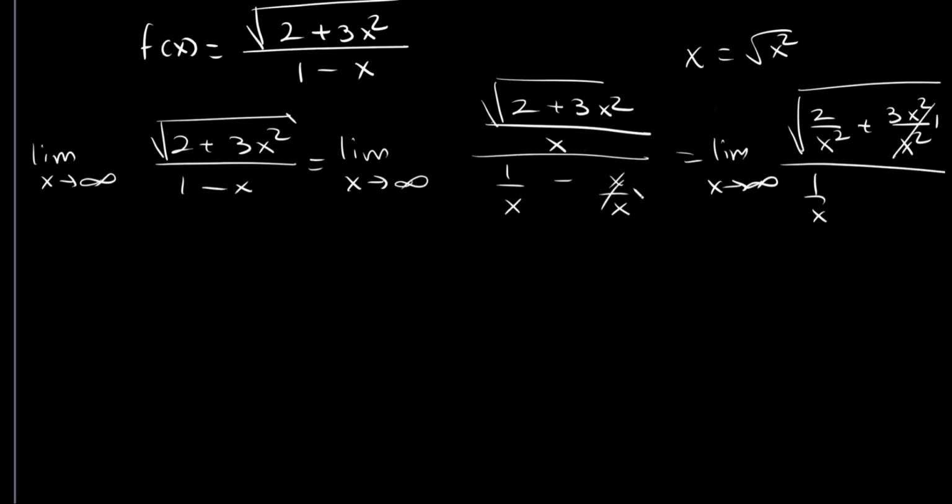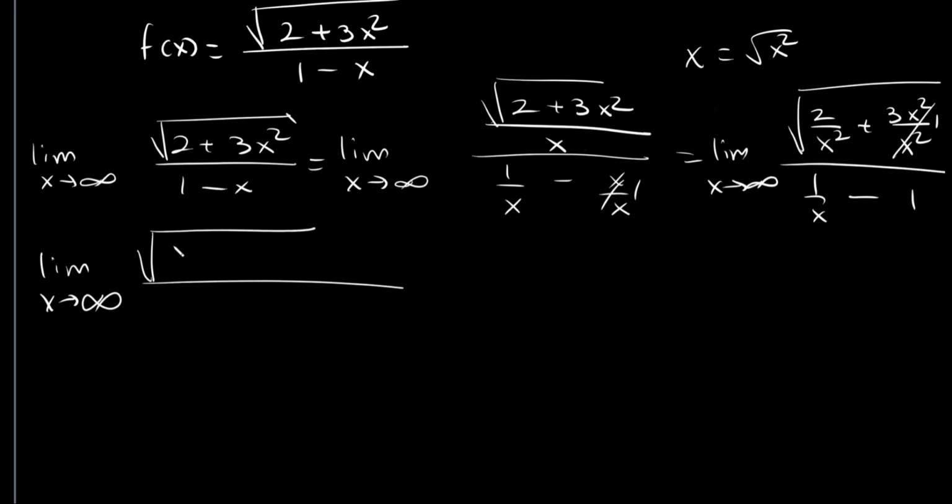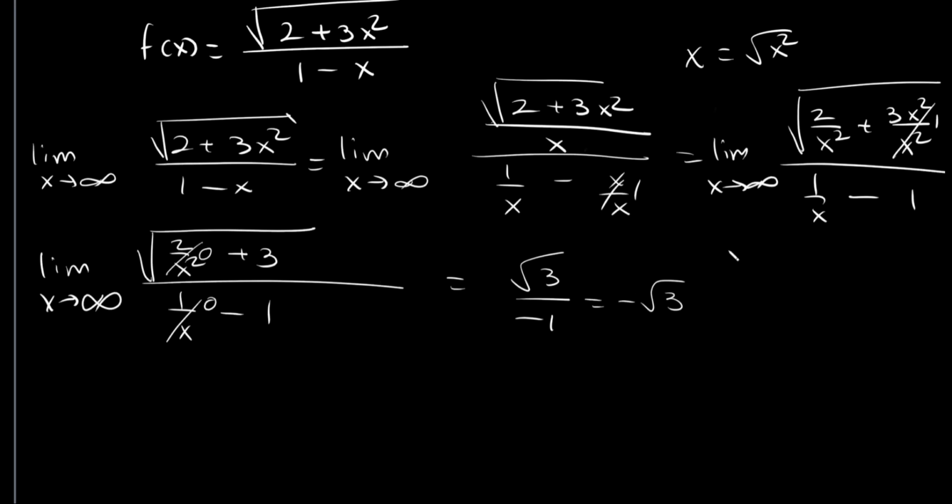Let's cancel out there. So this is going to be 1 over x minus 1. And if I write down my limit, it's going to be the square root of 2 divided by x to the power of 2 plus 3, divided by 1 over x minus 1. Let's plug in infinity. 2 over infinity gives me 0. 1 over infinity gives me 0. I'm left with the square root of 3 divided by minus 1, which gives me minus the square root of 3. So this is my first horizontal asymptote.